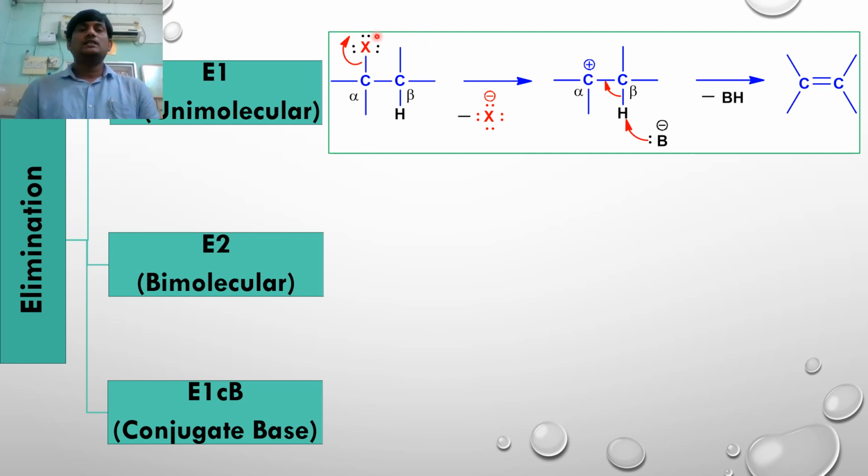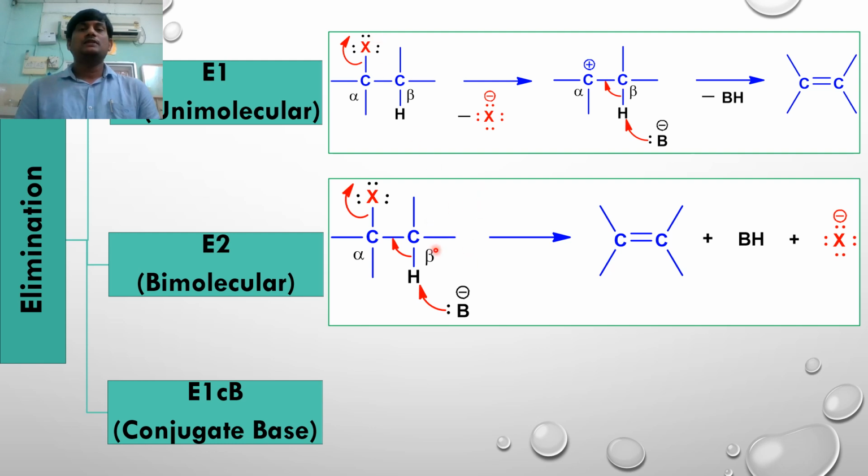If you take the mechanism of E2, this one is similar to the mechanism of SN2. In this mechanism, you can find only one step. It's a concerted mechanism. There is abstraction of a proton by the base and cleavage of the C-H bond. At the same time, there is cleavage of the bond between carbon and halogen. The cleavage of the C-X bond and the C-H bond take place simultaneously, and there is formation of an alkene.